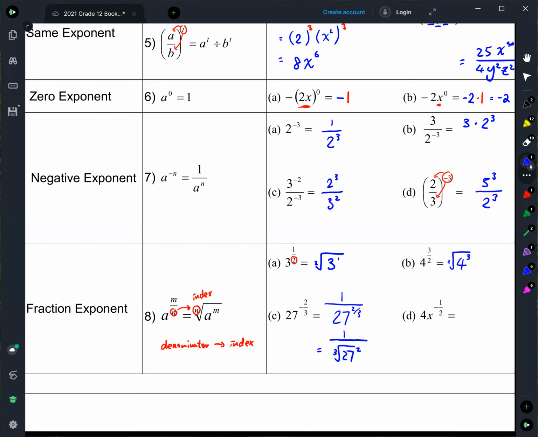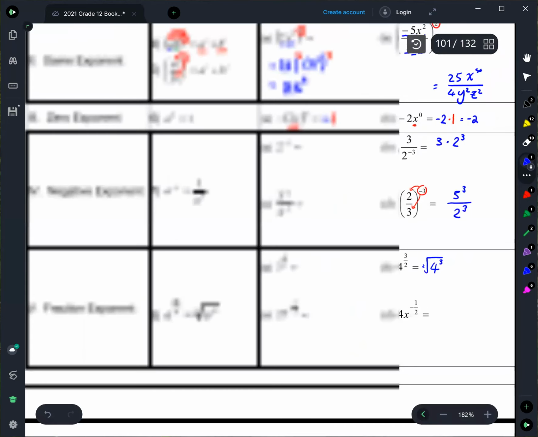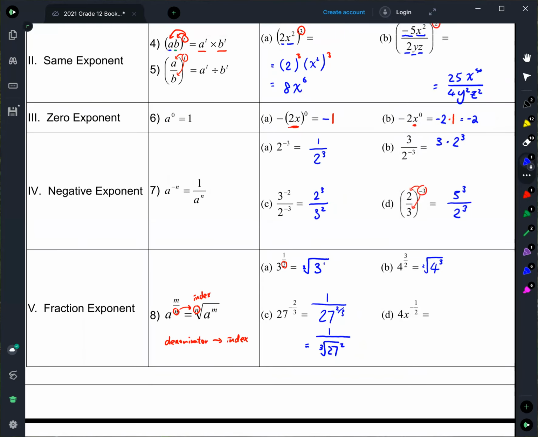Right, question D. If you got your expression for D, please raise your hand. So of course, this one you cannot evaluate, right? You have an x there. Okay, Chris, what do you have? 4 over square root of x.